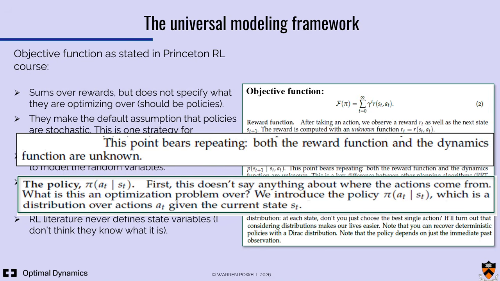Now, they also say the policy, first, what's right there in the document doesn't say anything about where the actions come from. Well, it comes from a policy, which is some function. And then what is the optimization problem over? Well, that's the important question, but then they don't even talk about what the optimization is over. The answer to that question is they're optimizing over policies, and they need the 4 classes of policies. What happens here in the Princeton course is they just jump to saying, well, we introduce the policy, which is a distribution over actions, which again, most of the time it's not a distribution over actions. So again, a lot of confusion here.